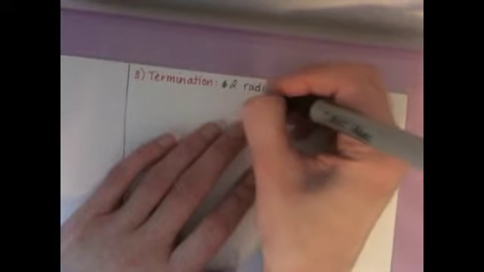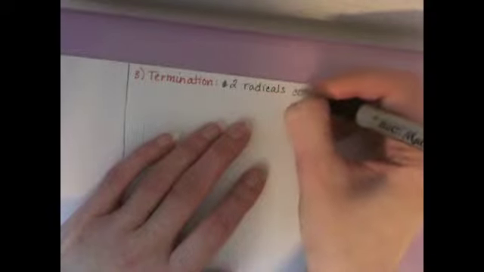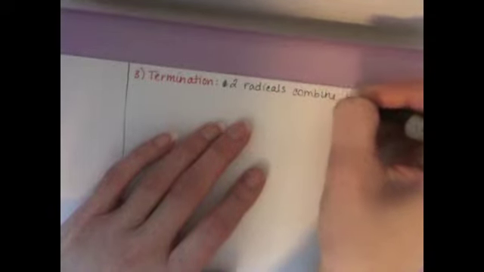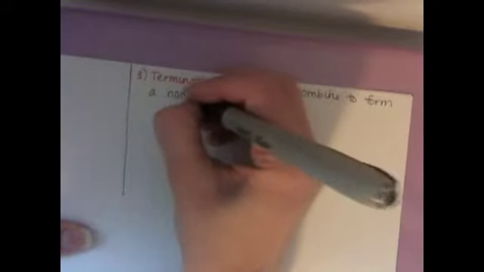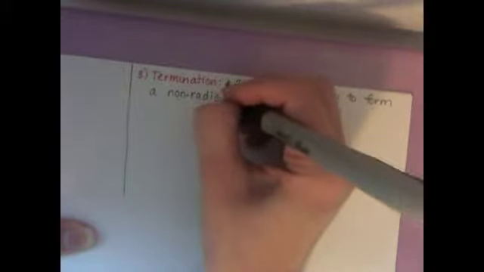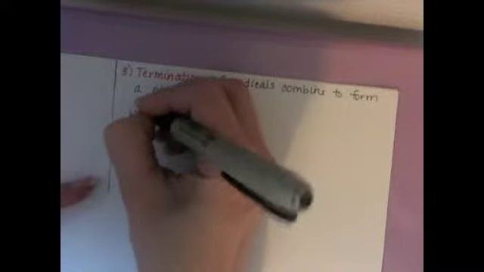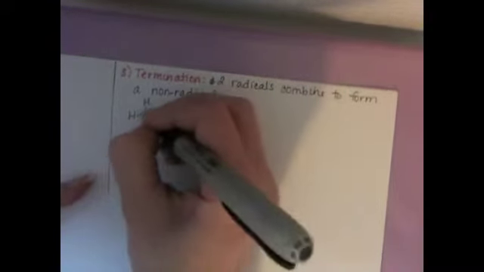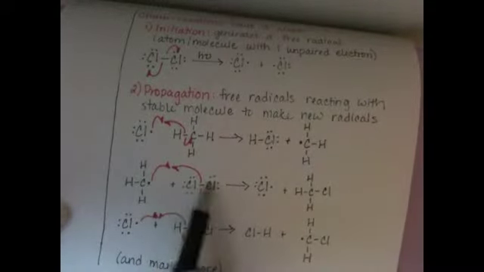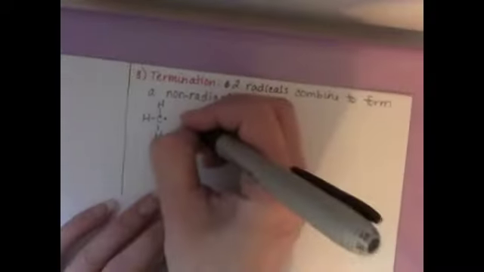Two radicals combine to form a non-radical. An example of a termination step would be to take the methyl radical that we made in our first propagation step, and let's say instead of the methyl radical reacting with a chlorine molecule like we showed in our propagation step, what if it reacted with a chlorine radical?